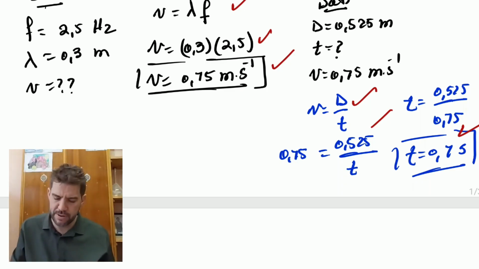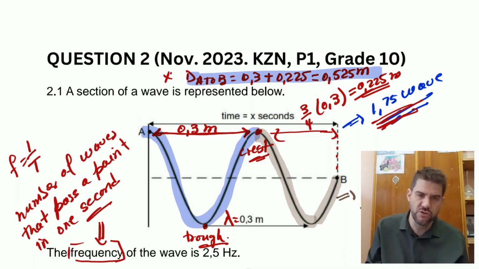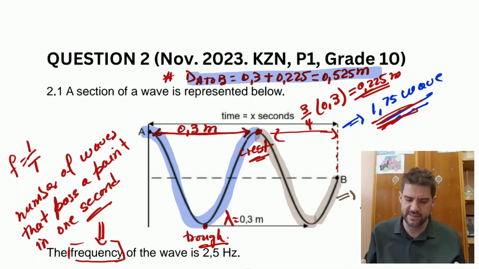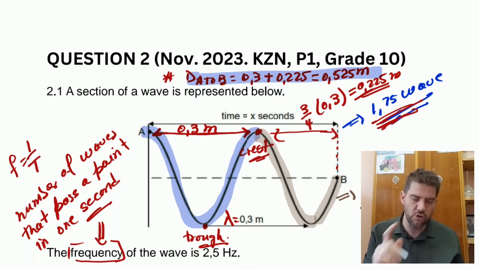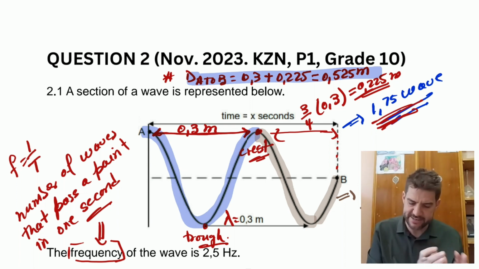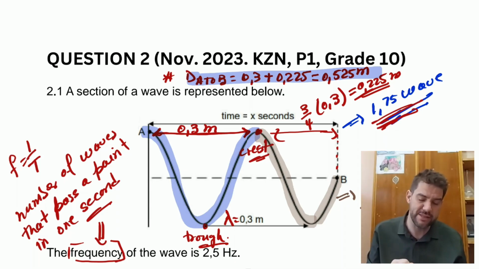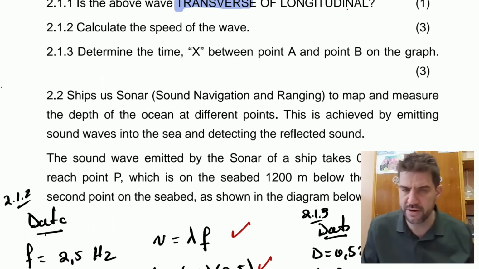I want you to pay attention carefully to this calculation I did here on top. You need to know the distance from A to B, and I'm going to repeat it once more. I cannot stress it enough. From A to the first crest is 1 wavelength, which is 0.3. And from that first crest to B is 3/4 of a wave. 3/4 of 0.3 is going to be 0.225. When you add to 0.3, you'll get the distance from A to B. I hope it's clear. All right, and that one was question 2.1.3.